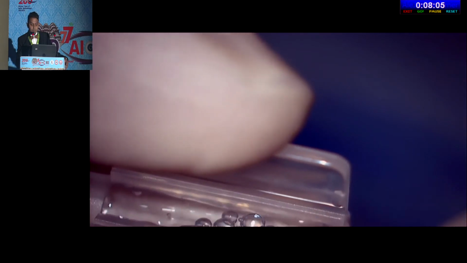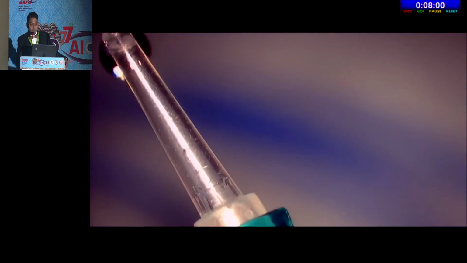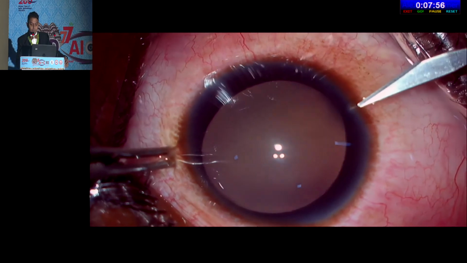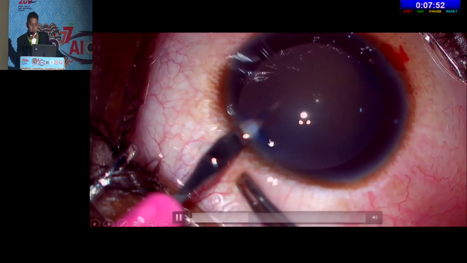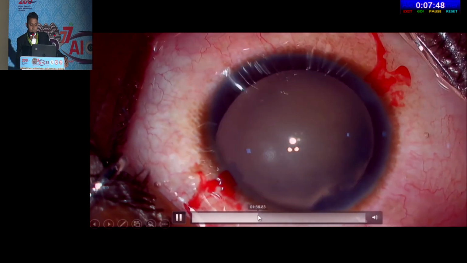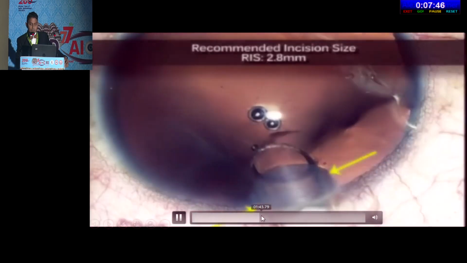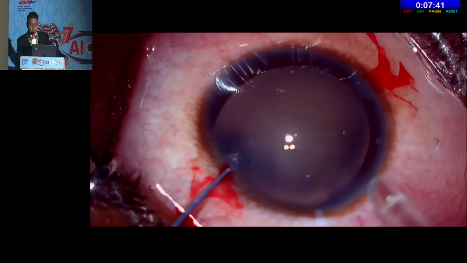After loading it, the edges should not be near the flap, and when you look at it, see whether the lens moves easily before you go into the eye. Yes, it does go into a 2.8 incision very smoothly. I always check not to overinflate the anterior chamber before injecting the lens.